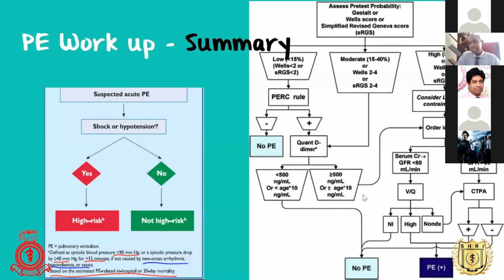Most of the time it is a CT pulmonary angiogram or VQ scan. If the patient is high risk, usually you directly go for the imaging. So that is a brief overview; there are lots of other factors to be discussed, so I'm not going to discuss in detail.